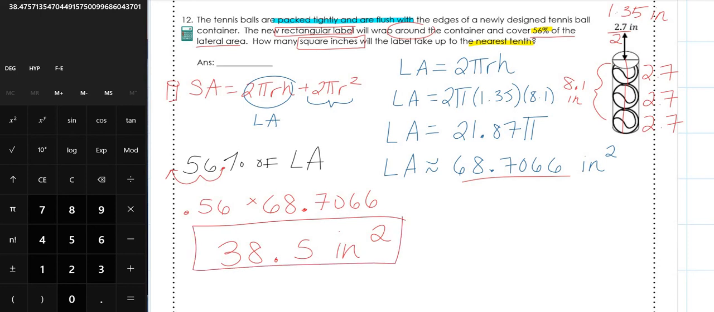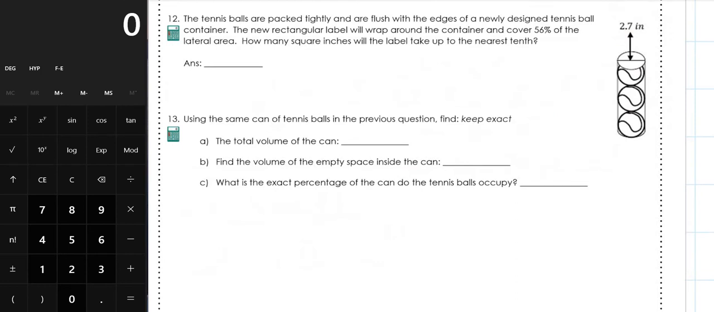Let's move on to number 13. Number 13, using the same can of tennis balls in the previous question, find, and then it has 3 things that it wants us to find, but it says keep it exact. Now, when they say that, that means either keep it as an improper fraction, keep it as a square root, or in this case, it's going to be keep it in terms of pi, meaning don't multiply the pi in. So you're going to keep the pi.